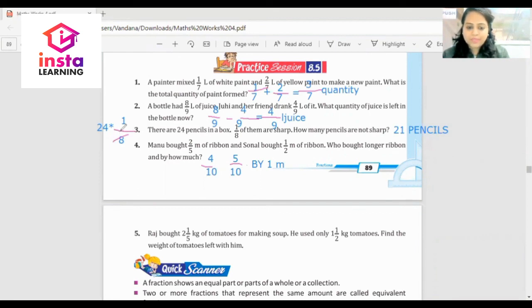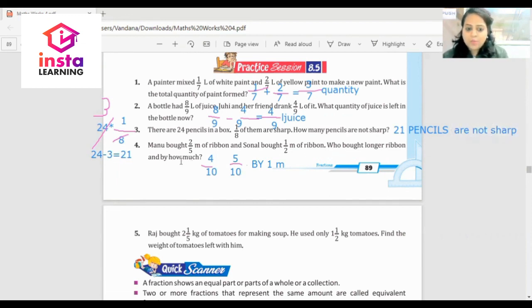So 1 upon 8 of them are sharp. Okay, just read it very carefully. And now 3, right here 3. So students, you have to do the minus now. Right here 24, because 24 pencils are in a box, and minus 3, you will get that 21 pencils are not sharp. You can write here, are not sharp. Okay, very good.